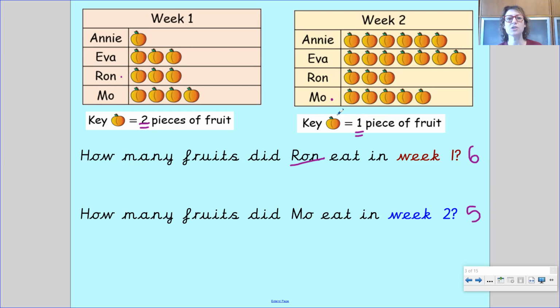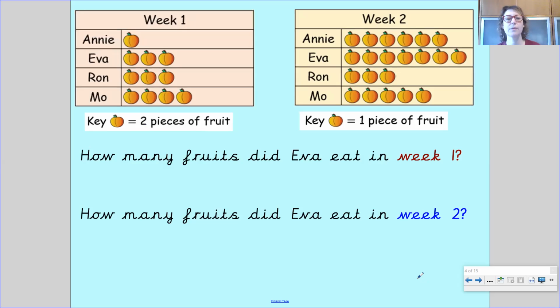So if we looked at the charts, it would look like Mo had eaten more than Ron. There's 3 peaches here and there's 5 peaches here. So it looks like Mo's had more, but because the keys are different, because these are 1 each and these are 2 each, actually Ron has eaten more.